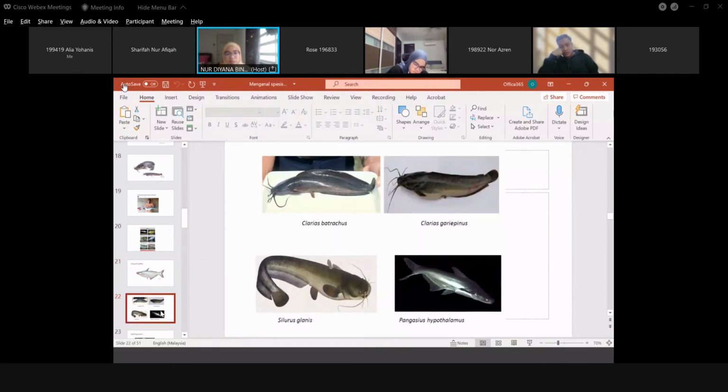This is just pictures of them. Clarias batrachus, our local one. Clarias gariepinus. I'm not sure about Silurus glanis. I don't think we have it. Pangasius hypophthalmus is your striped catfish.